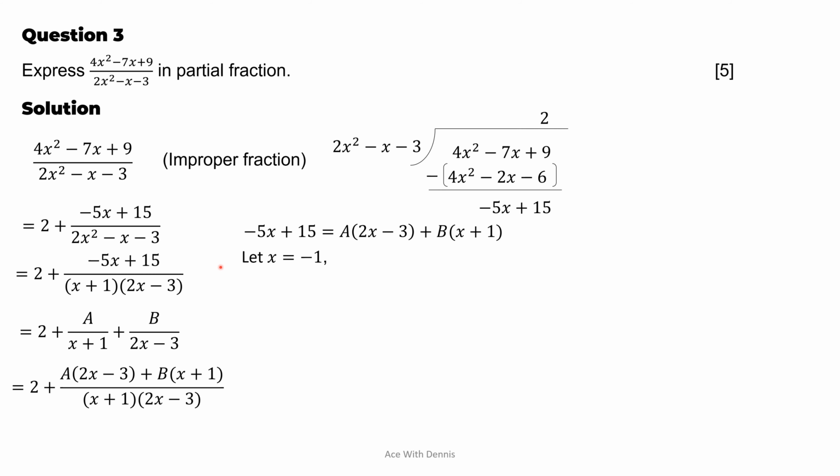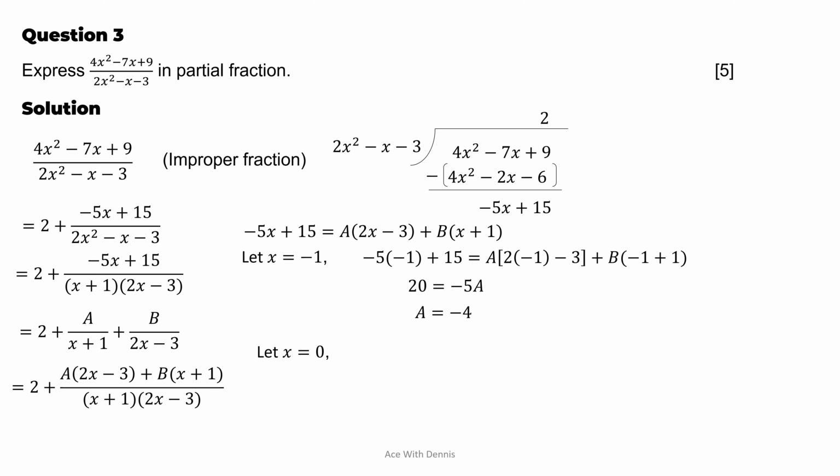So now we let x equal negative 1. So the left hand side is negative 5 times negative 1 plus 15, equals A bracket 2 times negative 1 minus 3, plus B bracket negative 1 plus 1. So from here we can see that B is cancelled because negative 1 plus 1 is 0. So we are left with A, and we solve this equation. 20 equals negative 5A, A is negative 4.